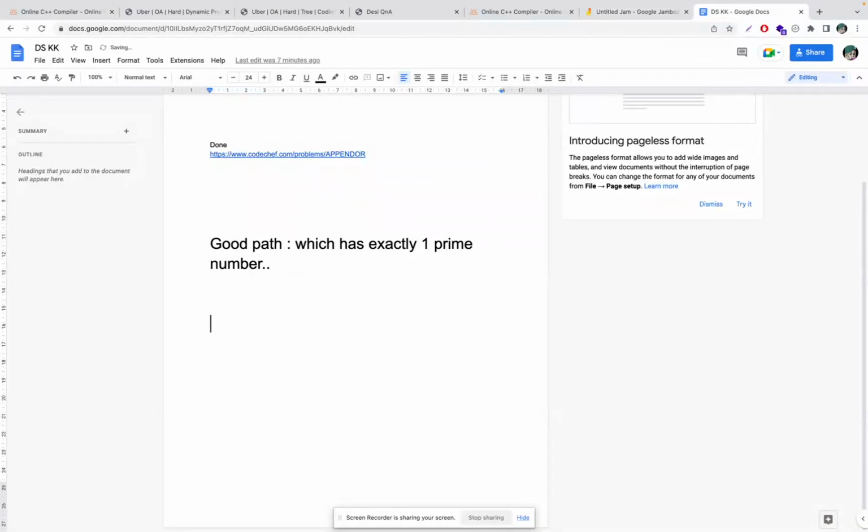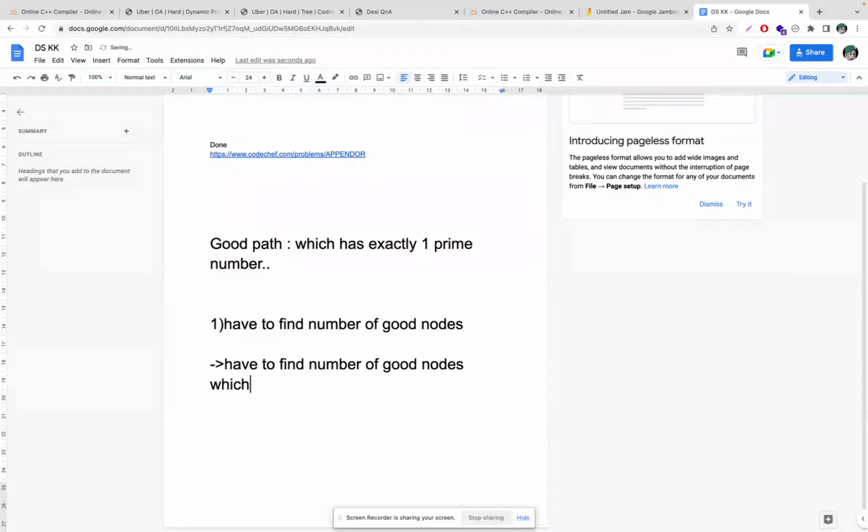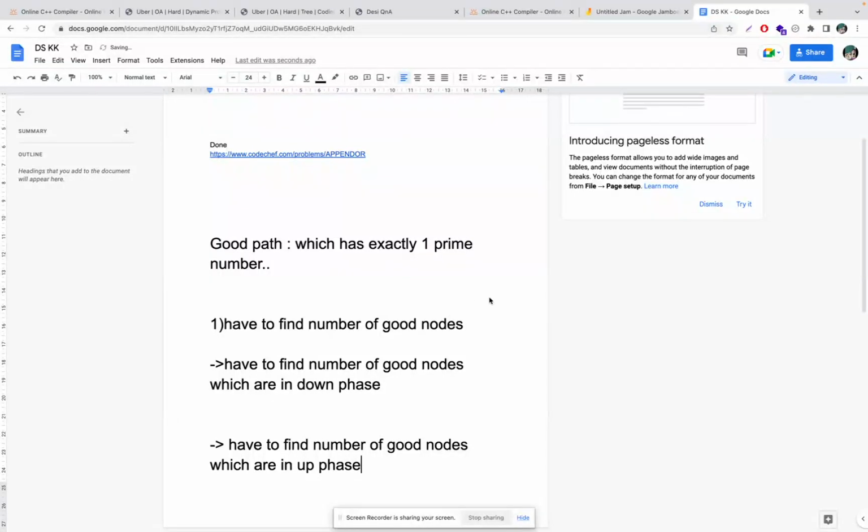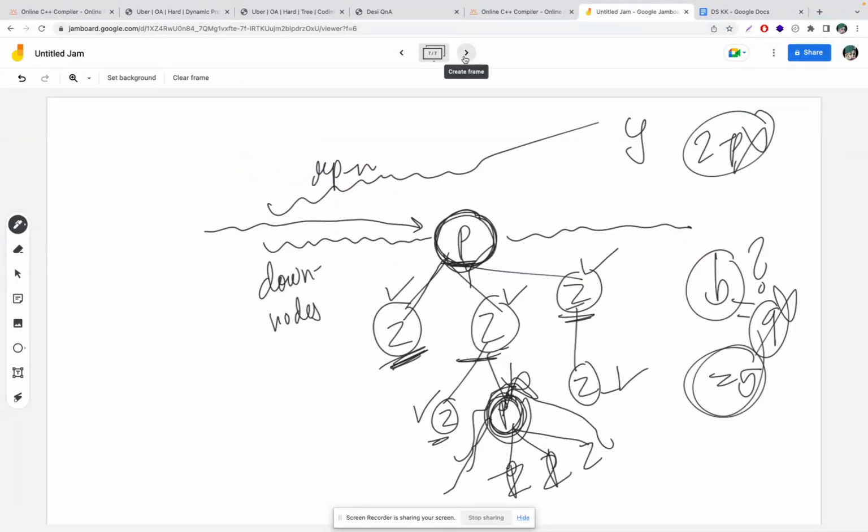We have to find the number of good nodes which are down, or we can say which are in the down phase. Then you have to find the number of good nodes which are in the up phase. Okay, up phase. So guys, how will we calculate the number of down nodes?